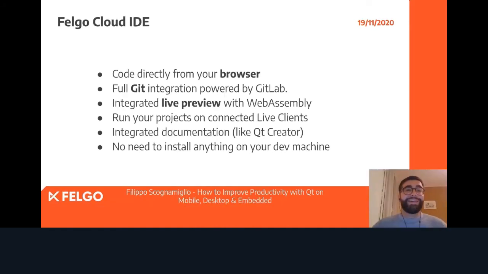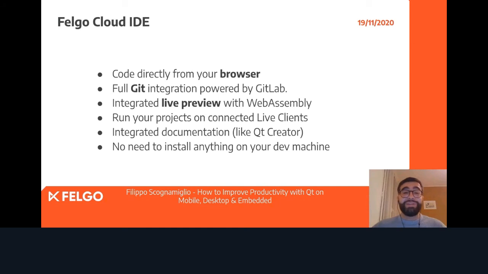Now for the next tool on the list, Felgo Cloud IDE. The Felgo Cloud IDE is a way to write code in Felgo and Qt QML applications directly from within your web browser. It has a full Git integration based on GitLab, and so all your source files are safely stored on your Git repository, and it also includes a live preview written in WebAssembly. So the mechanism we saw before of the live server communicating with the live client is still intact, and it's provided via this integrated view.